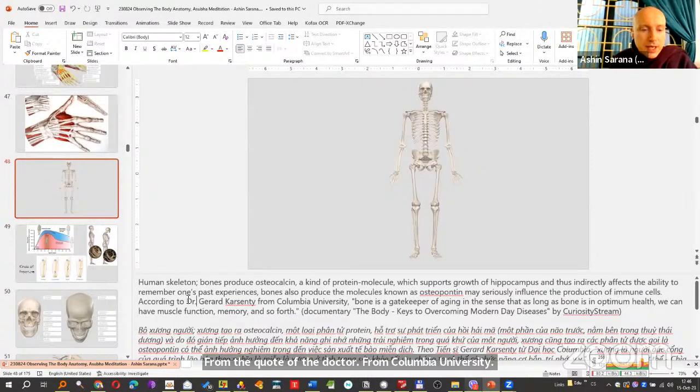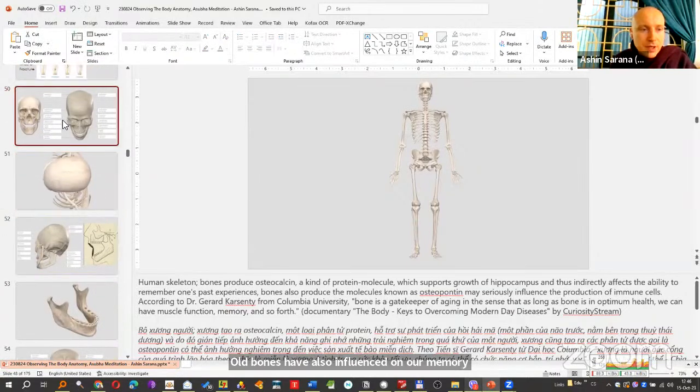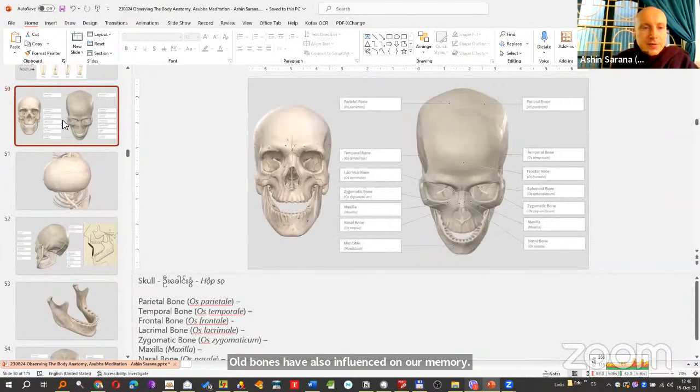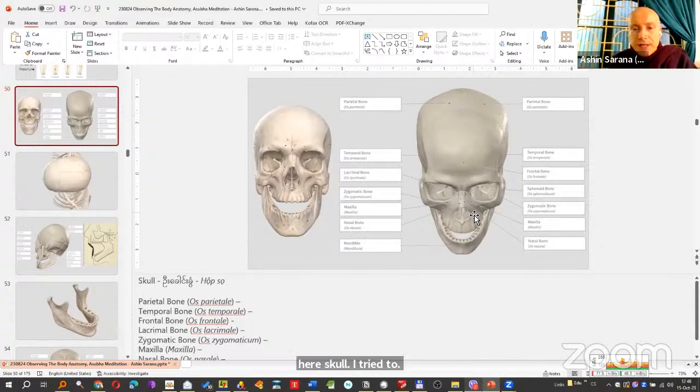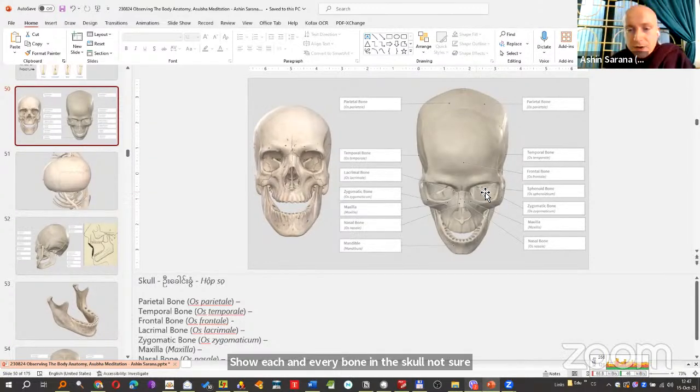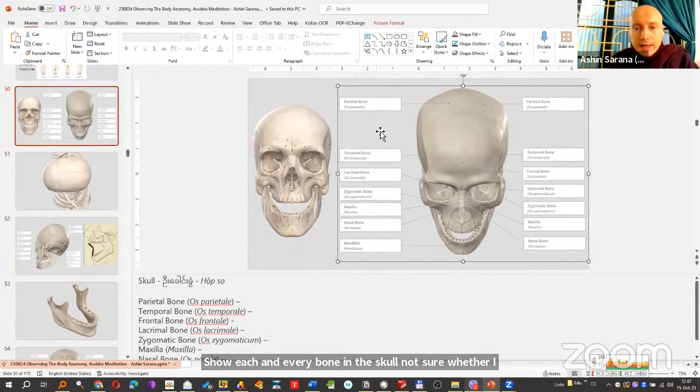Old bones have also influence on our memory. So let's look at the bones themselves. So we get here skull. I tried to show each and every bone in the skull. Not sure whether I was successful. I did try hard. So what you get here are the different pieces of the skull.